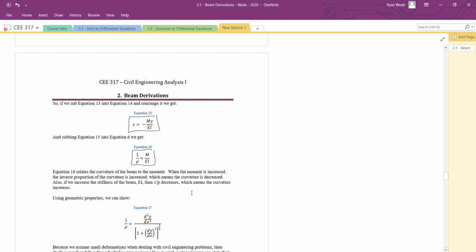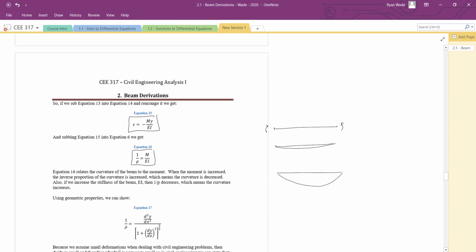So this means that when the moment is increased, the inverse proportion of the curvature is also increased. What it means is that as we increase the moment, think about a beam that looks like this. With small moments, we're going to have a very small curve, and then as we increase it, we get bigger and bigger.